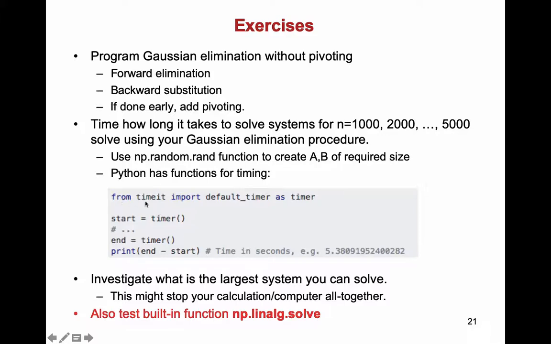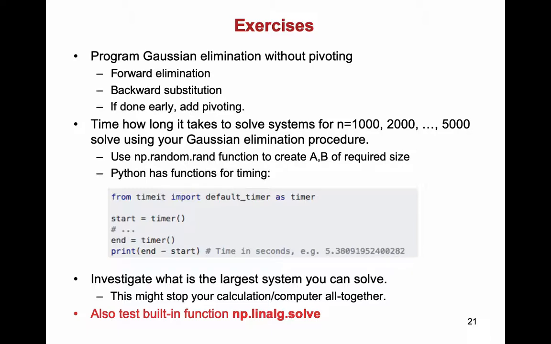So basically you can import timer, and you're just going to start your timer at some point. It's going to record that as a starting point, and it's going to measure things in seconds. And then you're going to do whatever code you want to measure, so Gaussian elimination of AB, right? And then you're going to end the timer.